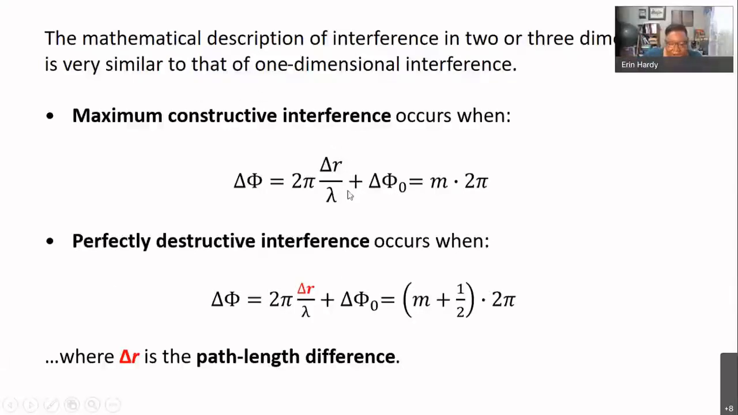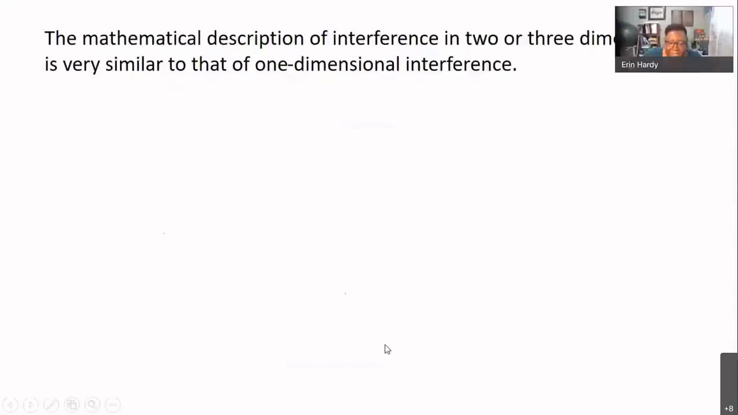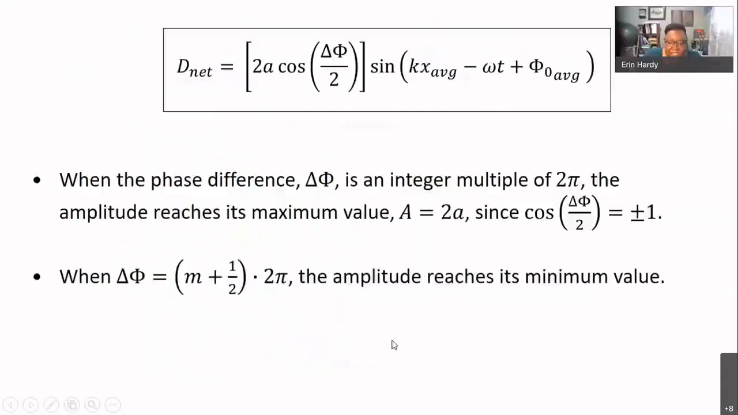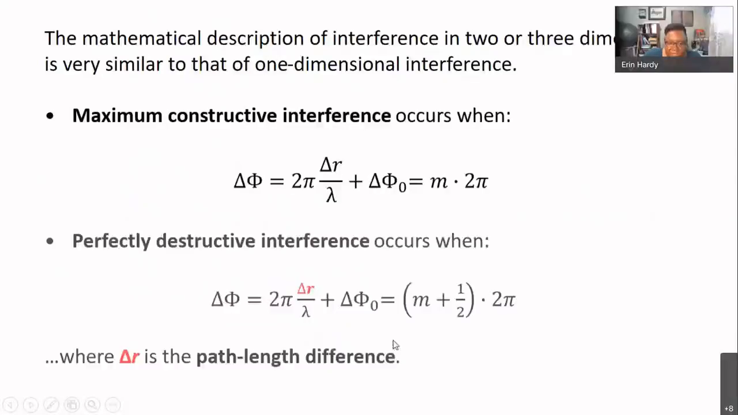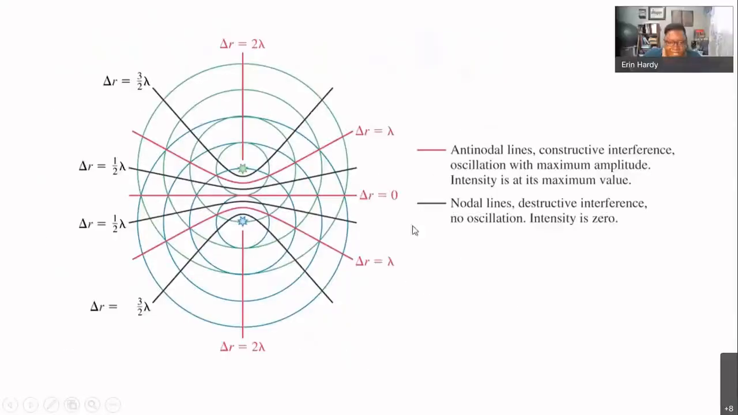So this delta R is the path length difference. And this next slide defines this path length concept. Okay, so we've got these curves that represent a chain of dots that are all antinodes or a chain of dots that are all nodes.